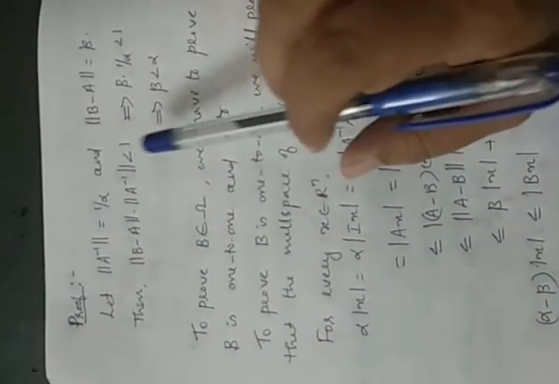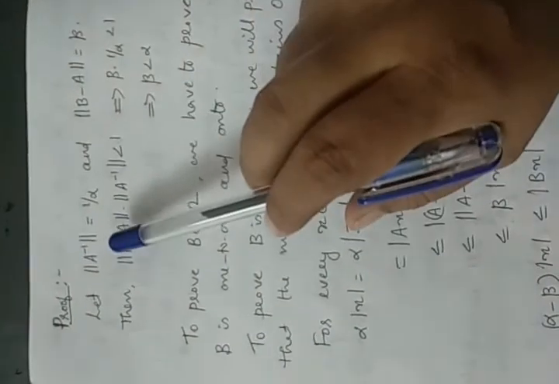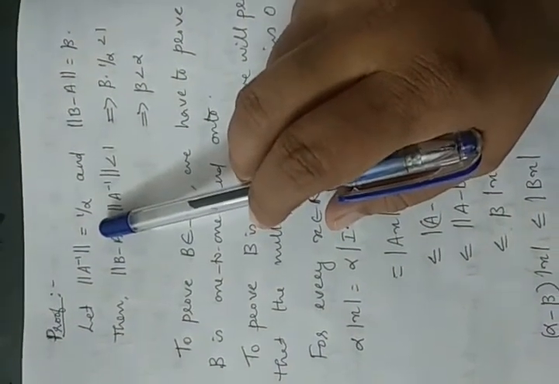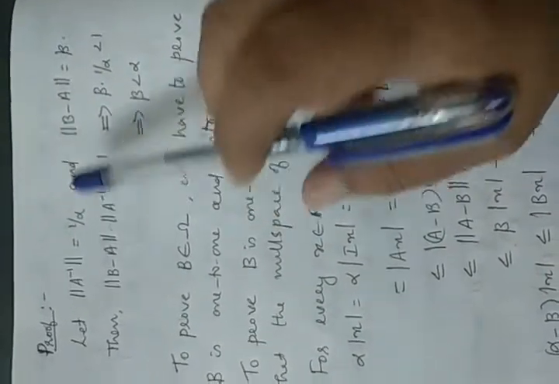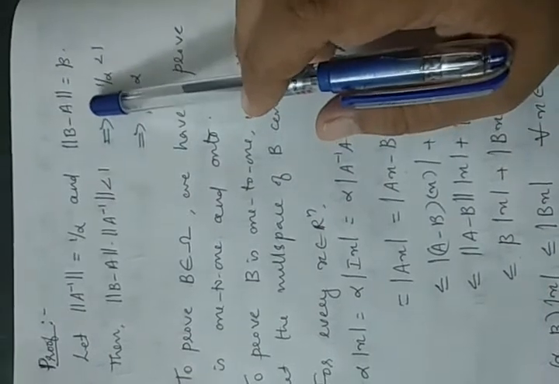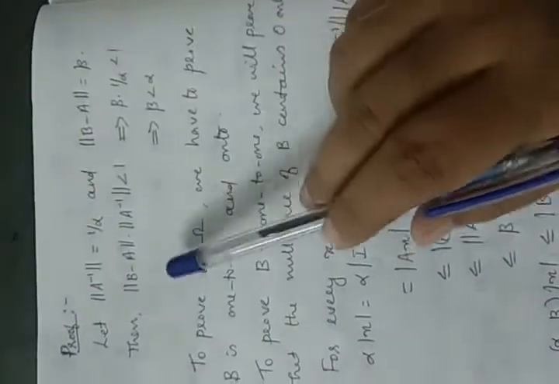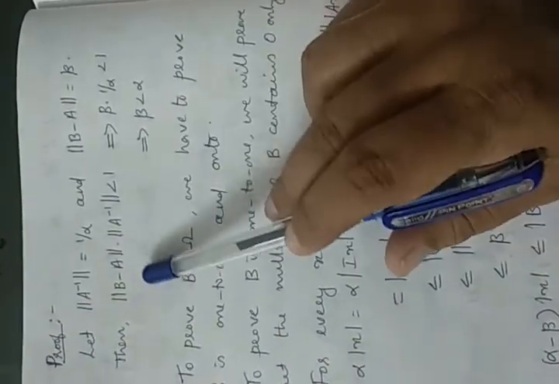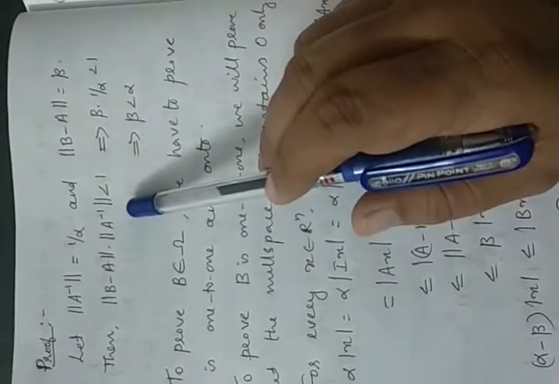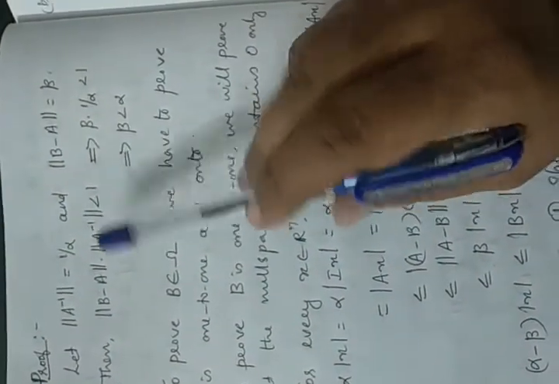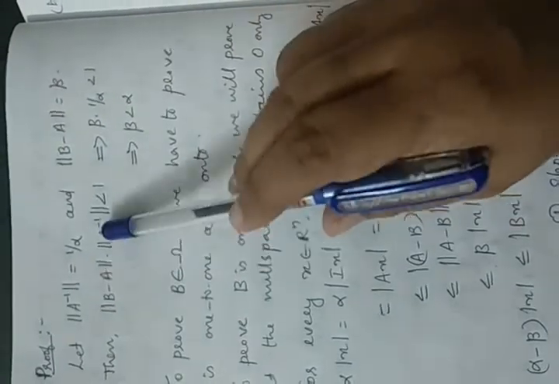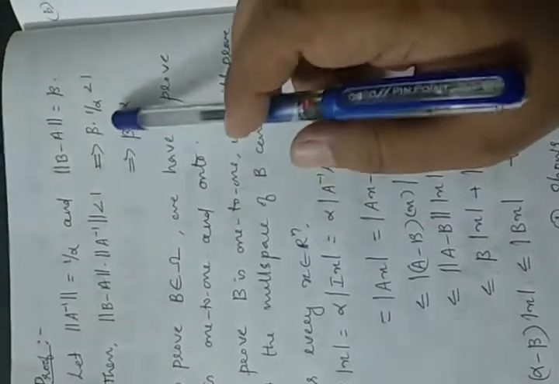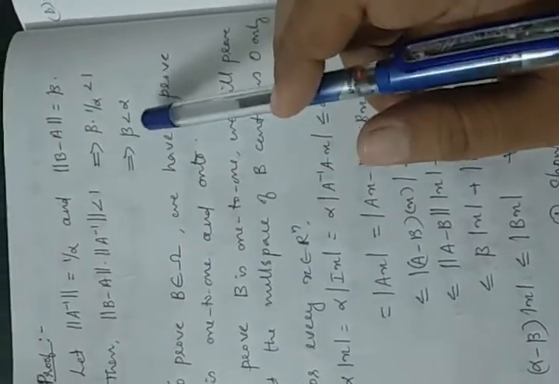So in the statement we are given that A is invertible. So norm of A inverse, that will be a real number. So let us take it as some 1 by alpha, and let norm of B minus A is equal to some beta. Then we are given this condition, norm of B minus A into norm of A inverse is less than 1. So from this what we get, norm of B minus A, that is beta, into norm of A inverse, that is 1 by alpha. So beta by alpha is less than 1 implies beta is less than alpha.